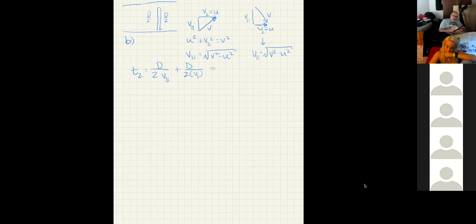So we're going to get D over 2 square root V squared minus U squared plus D over 2 square root V squared minus U squared. And of course, you have a common denominator, so it's going to become 2D over 2 square root of V squared minus U squared. So T2 is in fact just equal to D over the square root of V squared minus U squared.